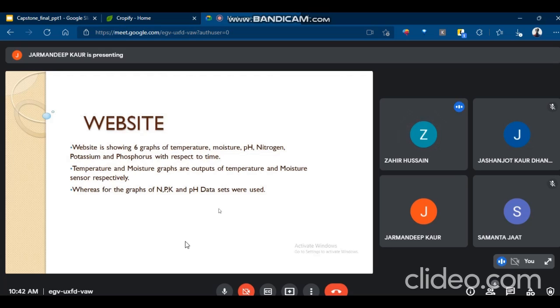On the website, we can see the 6 graphs of 6 different values: temperature, moisture, NPK values, and pH values. On the website we have used the real-time data of temperature and moisture, and for the NPK values and the pH data, we have used a data set to show the values. Next slide.